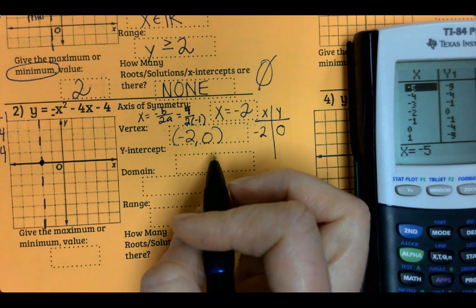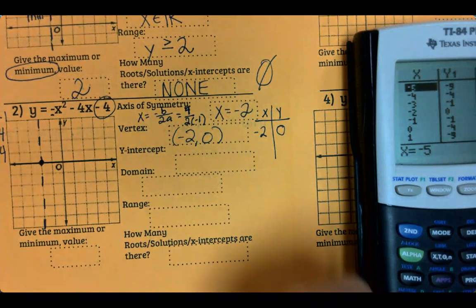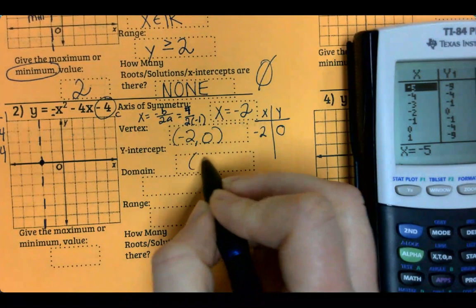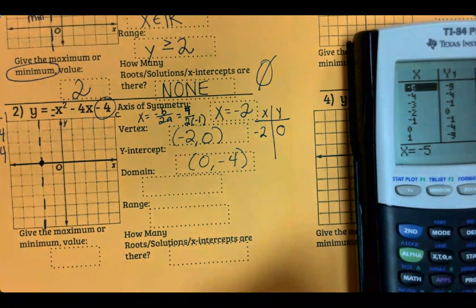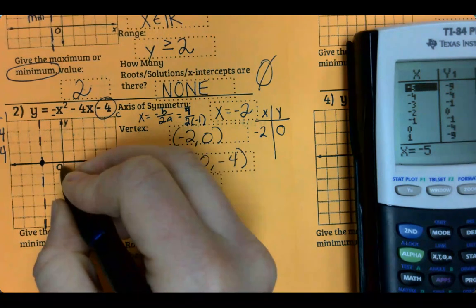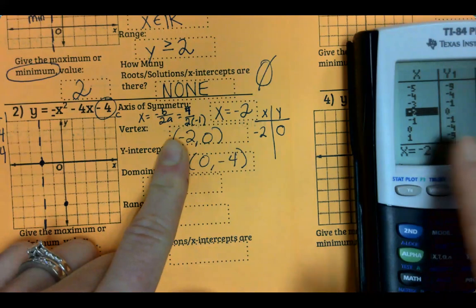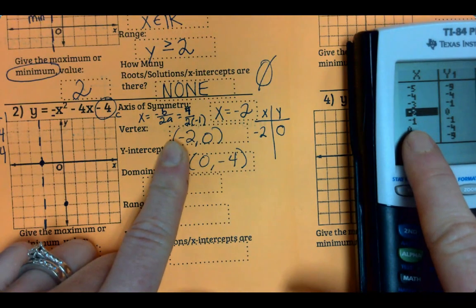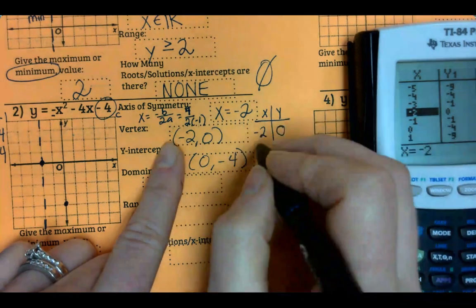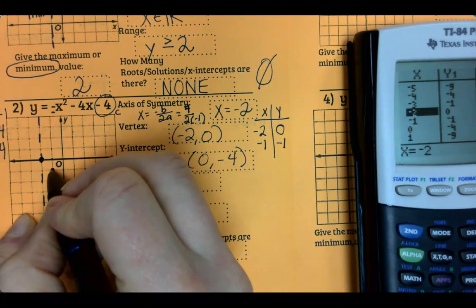Our y-intercept is the c value. So that's your y-intercept, 0, negative 4. So plot that on the y-axis. Go to negative 4 on the y-axis. Okay, so there's one point in between that, though. So go to negative 2 on the table, right here. Let's plot the point that's in between there. Negative 1, negative 1. So negative 1, negative 1.